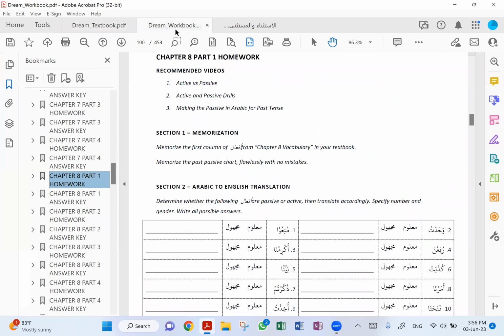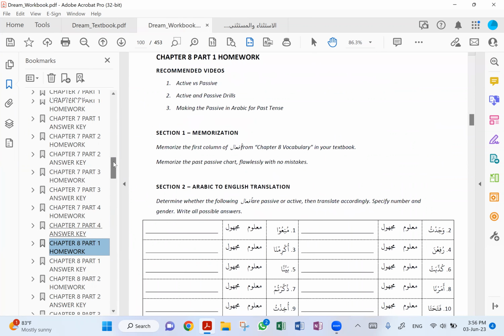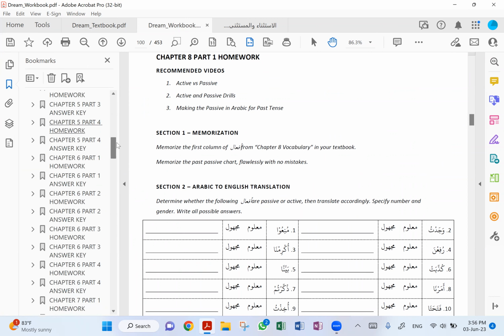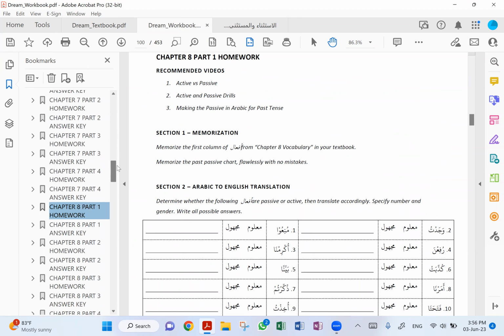So let's look at some examples. We're going to start from chapter 8 in the workbook, which means that it's your responsibility to make sure that so far, from chapter 1 of basic Nahu, all these exercises, you're either familiar with or at least you've done them. They have the answer key there so you can check. Some of the answer keys have mistakes, so just be careful. All right, so we're going to start from chapter 8.